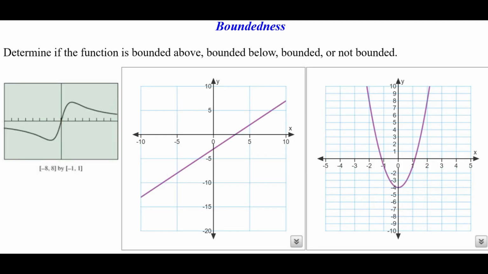Looking at a couple additional examples here. This first graph is bounded above and bounded below. So remember, we would refer to that as bounded. This second graph is a line, which we know goes up and to the right forever, and this one's going down and to the left forever. So this graph is unbounded.